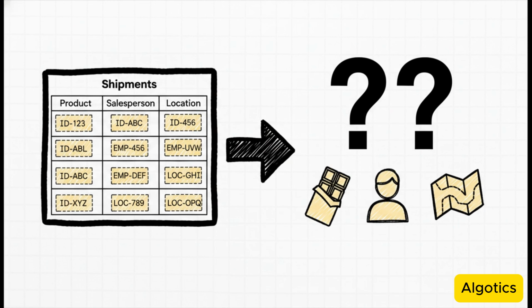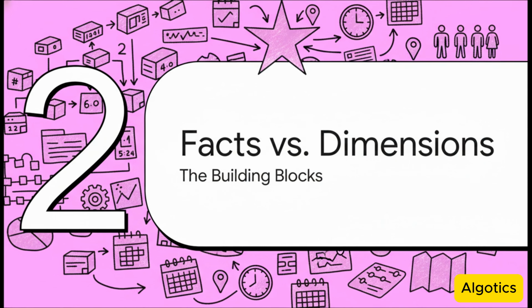But here's the catch. If you look inside that main shipments table, all you see are a bunch of IDs. You see a shipment happened, but it just says product ID 5, salesperson ID 12, and location ID 8. It tells you that something happened, but it doesn't tell you what chocolate was sold or who sold it or where it went. It's a list of events, not a book of answers. So, how do we solve this?